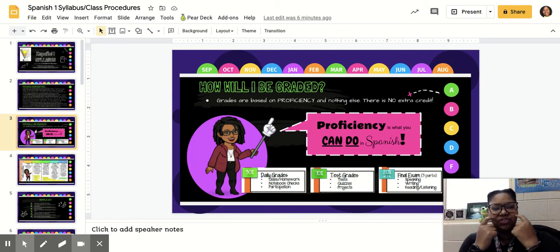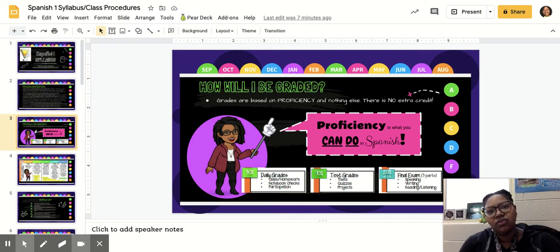But basic JCHS policies, remember that your daily grades are 30%. Daily grades include classwork and homework. If we have notebook checks, participation activities, assignments that we do for completion, those are all daily grades, and that's 30%. 70% of your grade is test grades.